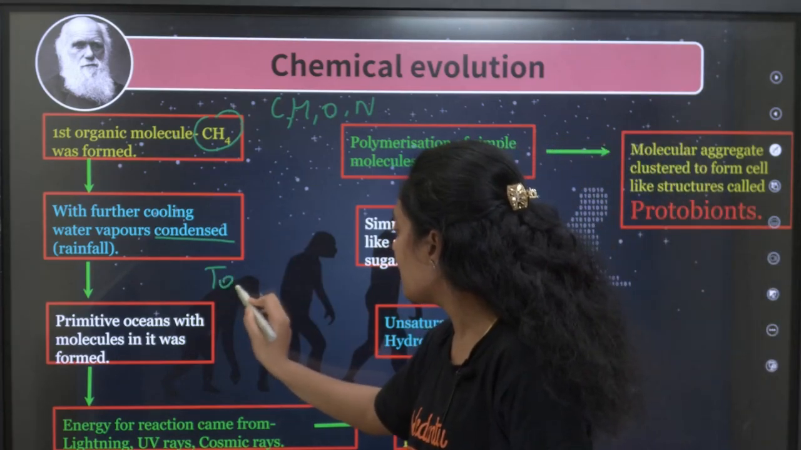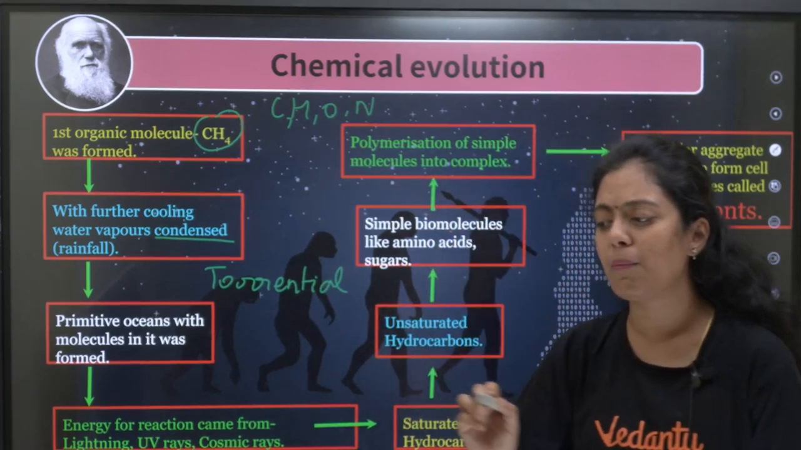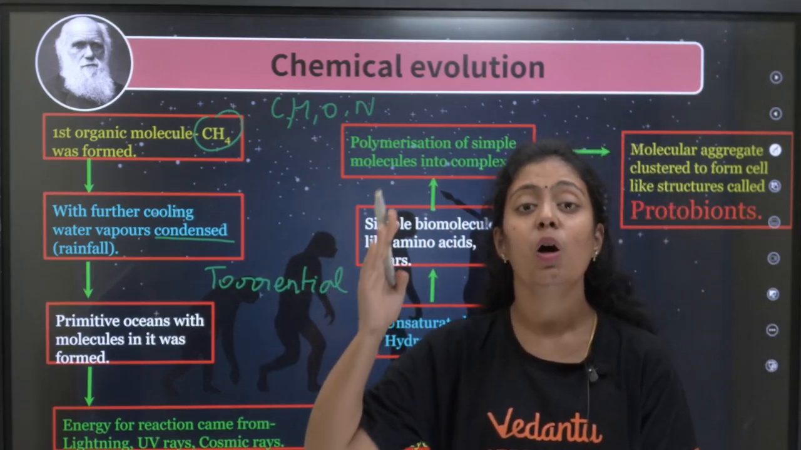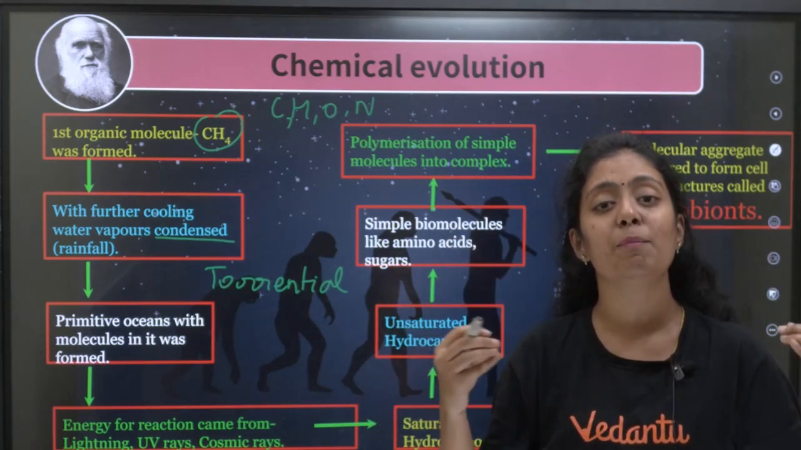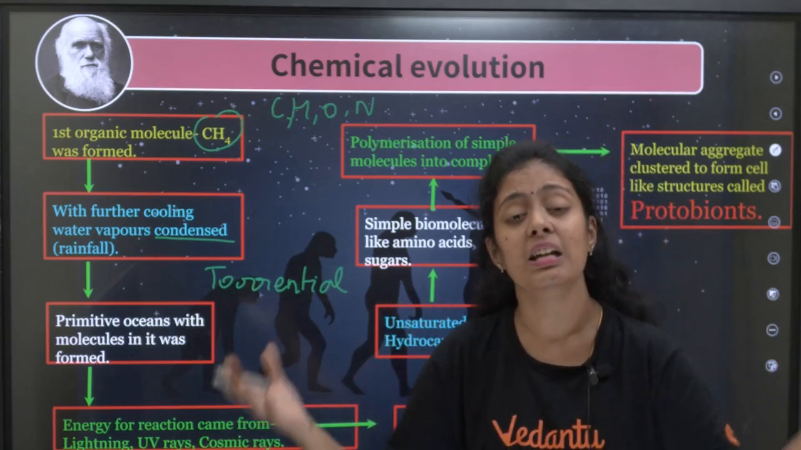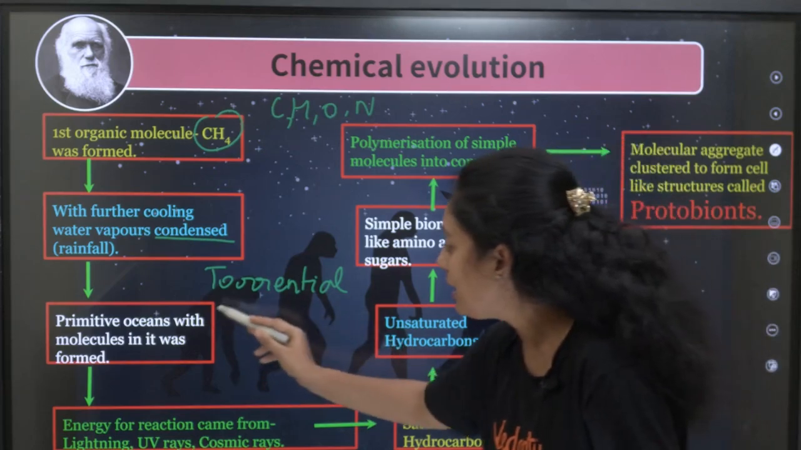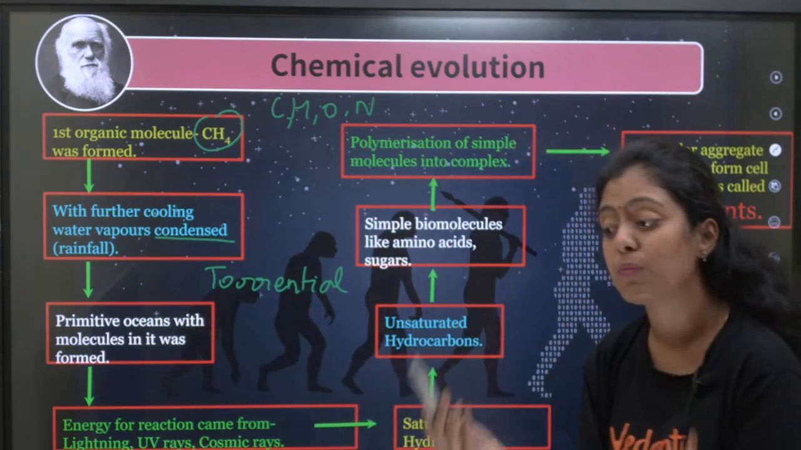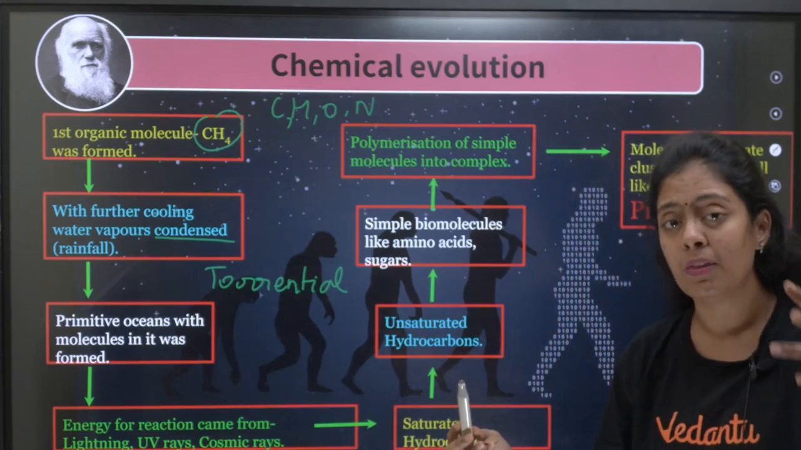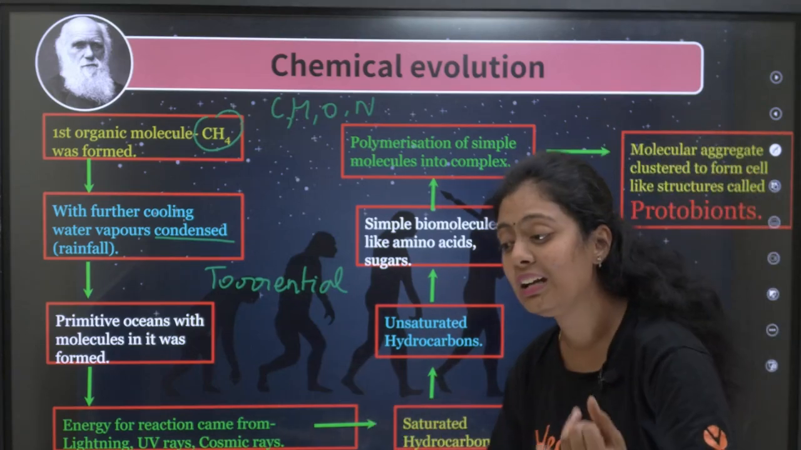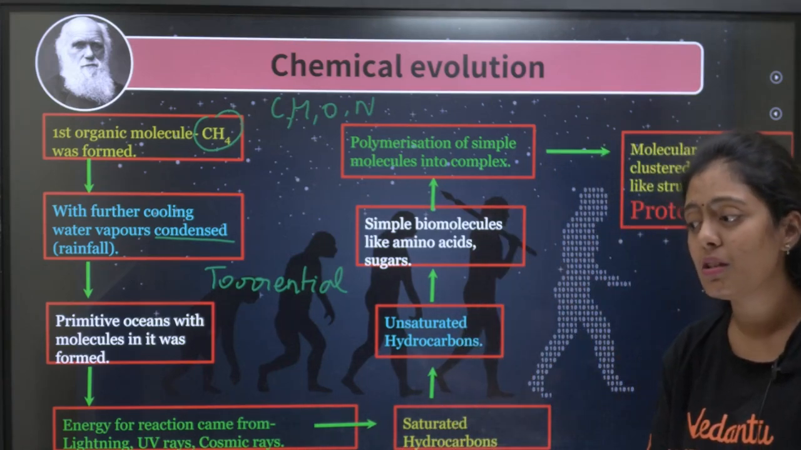There is a term in evolution: torrential rainfall. What is torrential rainfall, ma'am? Continuous rain. Not one or two days. There is a theory that it rained continuously for thousands of years. And that is how your oceans and seas were formed. So primitive oceans with molecules in them were formed. Now, the oceans and seas are formed. There is energy that came from the sun, in the form of lightning, UV rays, cosmic rays. All these molecules were condensed.